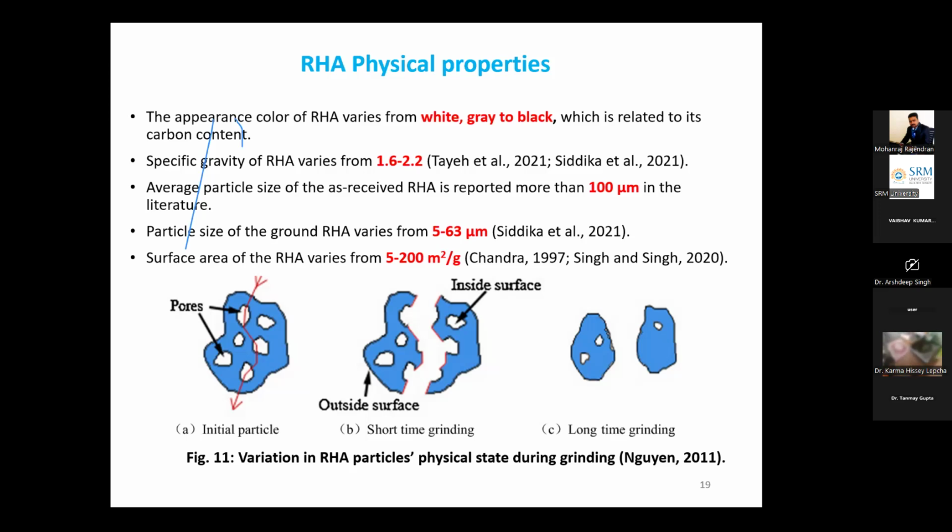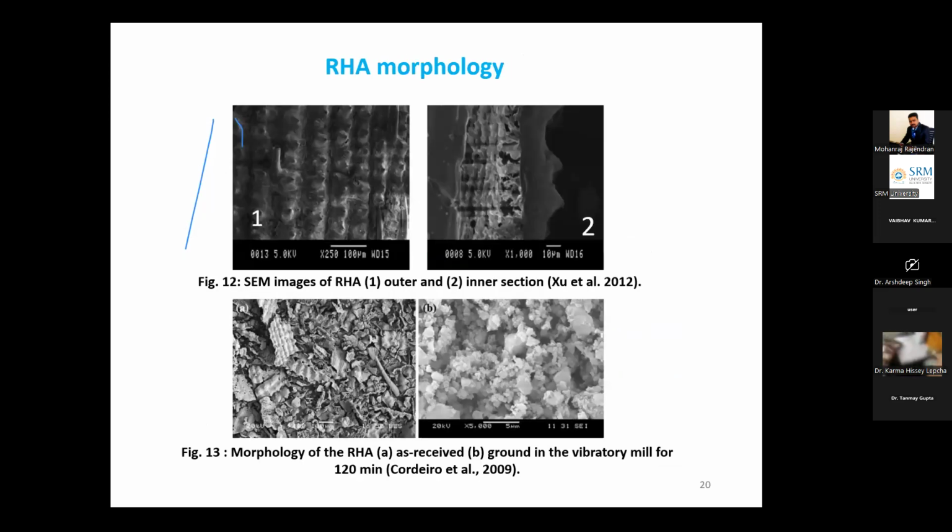But still, after grinding, the microstructure is porous in nature. These are some photographs of raw, or we can say ground, RHA. We can see here that irregular shape particles are there, and the microstructure is very porous in nature. If we see the internal section of the rice husk.